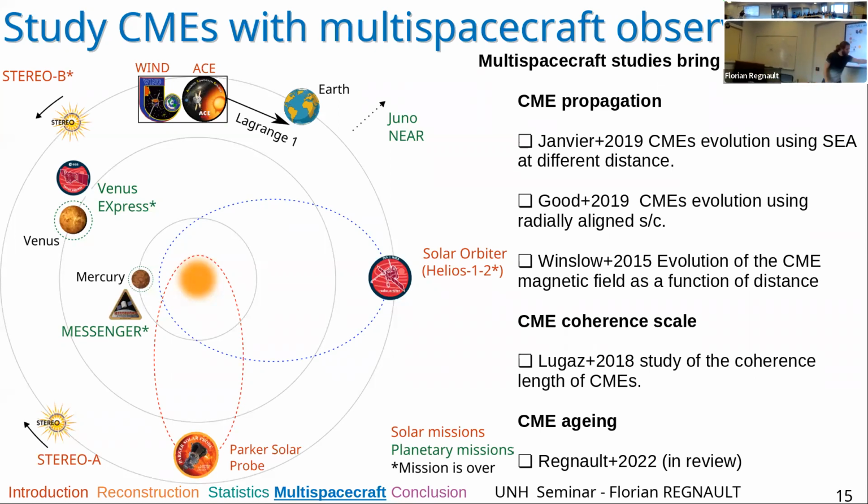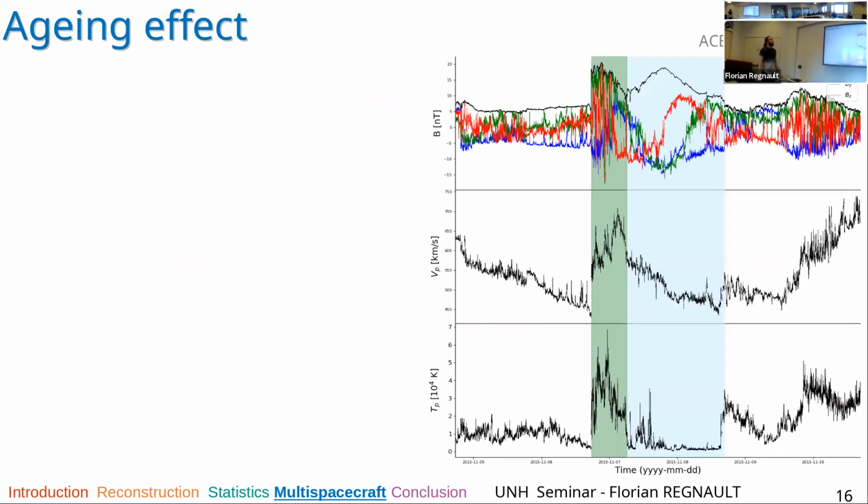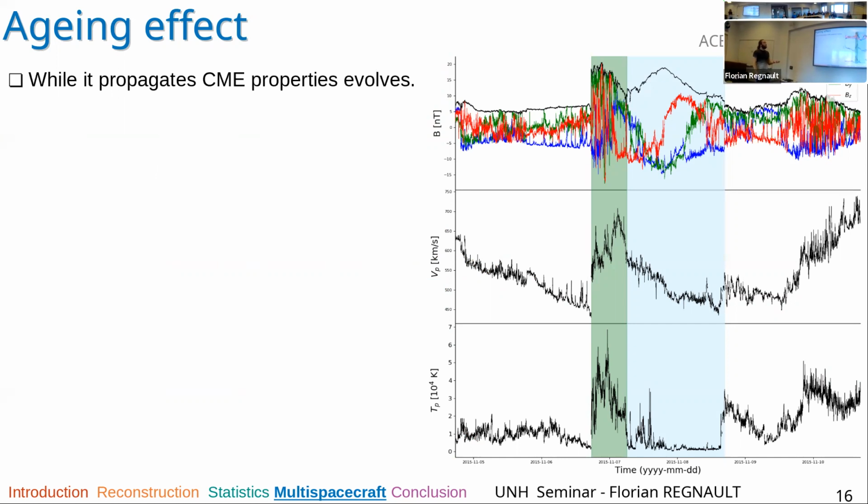But first, all that is to quantify what we call aging. So first, I'm going to define what aging is. Here are the events that I showed you before. Same as before, you have magnetic field, velocity and temperature as a function of time during the passage of the CME. During propagation, as we said before, a CME might interact with the solar wind. It can also expand.